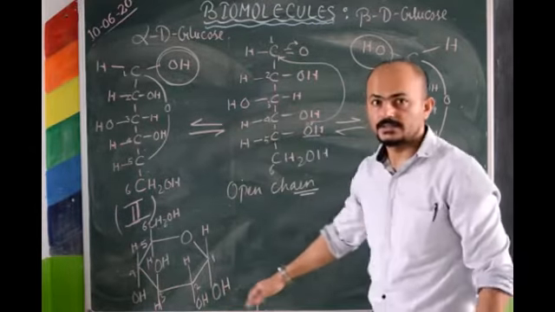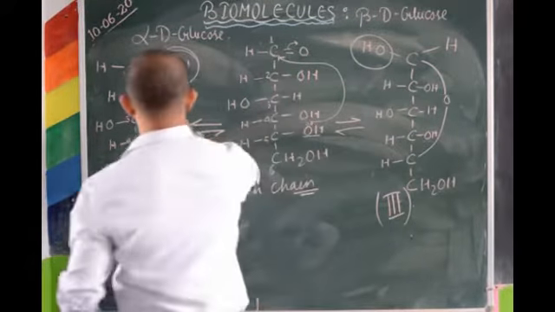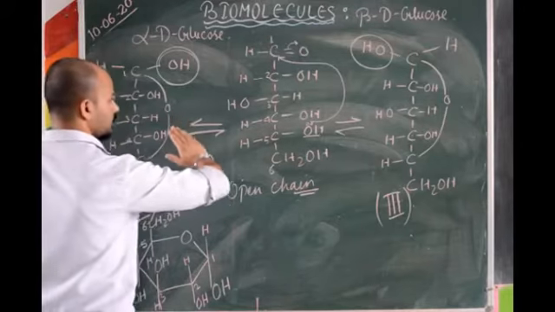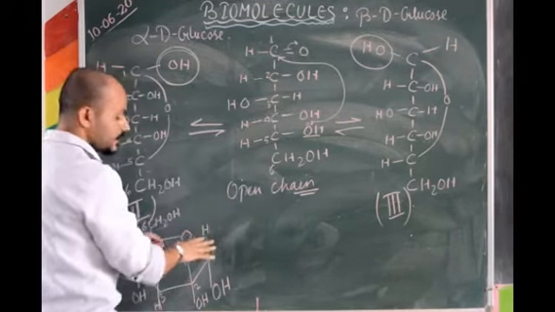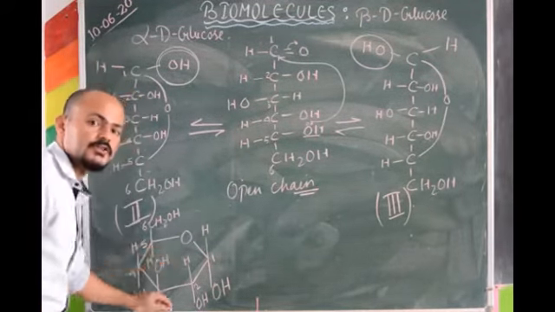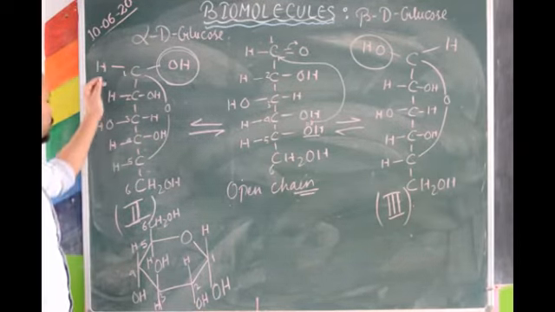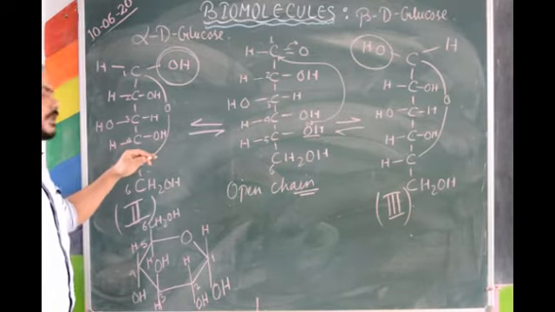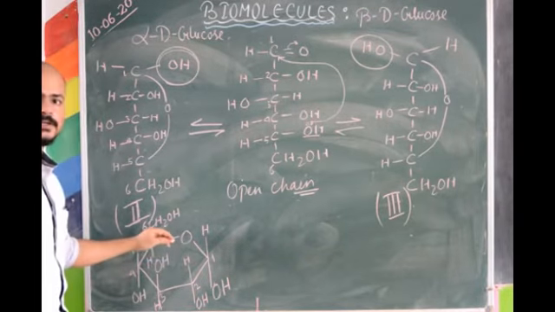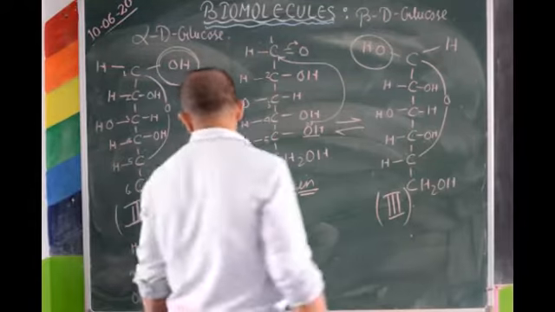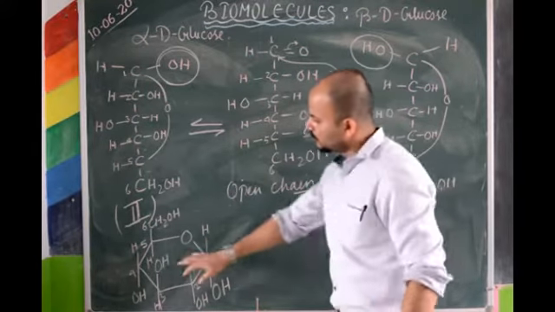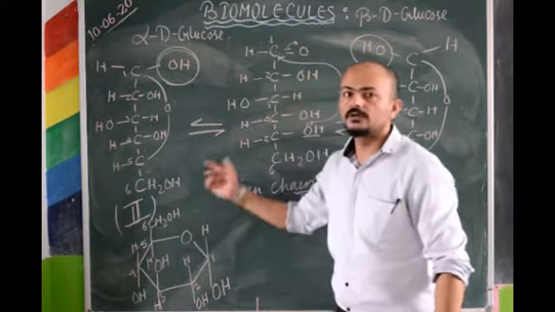See, once again let me repeat. Whichever OH groups are on the right hand side, you are writing it below this structure at the downside, and on the left hand side, whatever groups are there, you are going to write above this ring. Okay, so here you got the ring form of glucose.